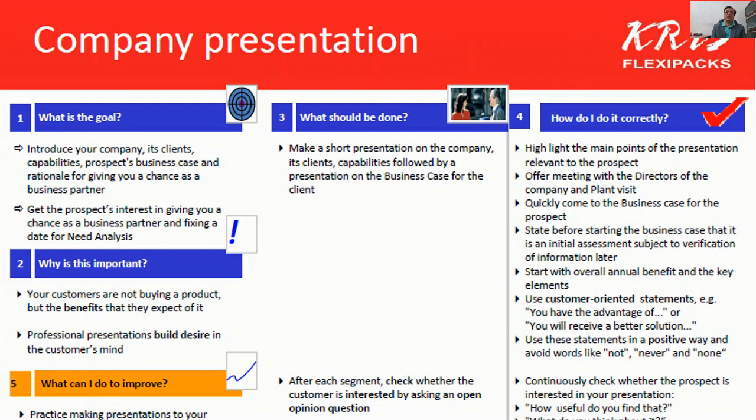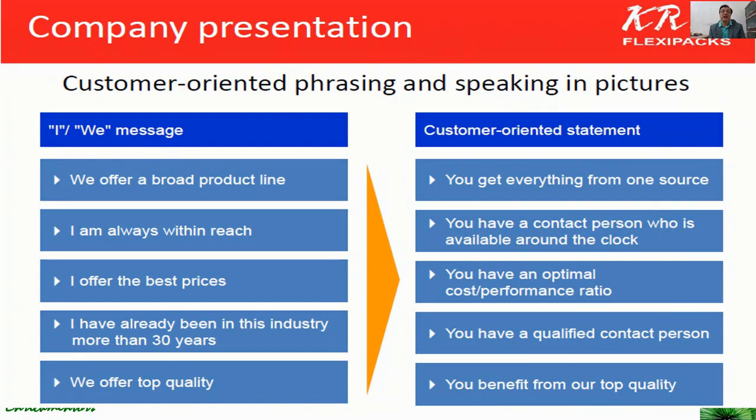I mentioned to you about doing it in a customer-focused way, customer-oriented phrasing. So I want to give you some examples that you see on your screen of how we can do that. Supposing your natural thought is, sir, we offer a broad product line. Instead of that, if you say, you get everything from one source. So you see the difference?